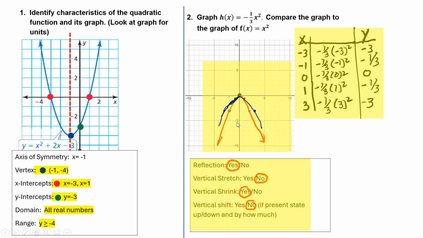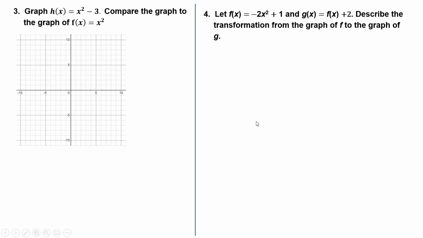So the reflection, yes, there is a reflection. Is it a vertical stretch? No. Remember, this is a vertical shrink. And it says, is there a vertical shift? No, there is no shift here. And the shrink is by a factor of 1/3. All right, let's move on to the next one.